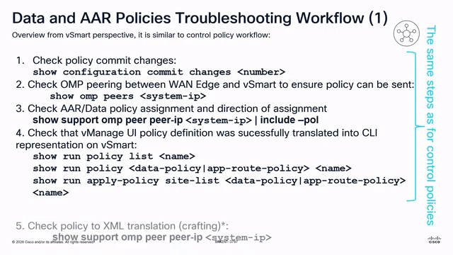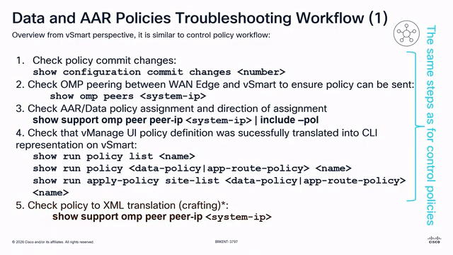Exactly the same, no matter if it is centralized control policy, centralized data policy, or application-aware routing. The only difference will be to check so-called policy crafting or XML translation. Because the XML is the actual machine-readable format in which the announcement is sent by the vSmart controller towards the router, right? So this is something new for you.